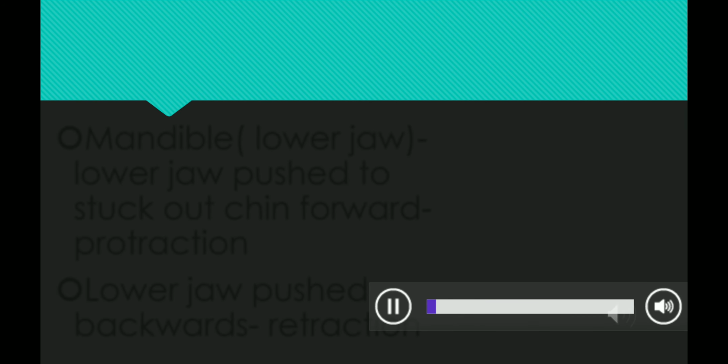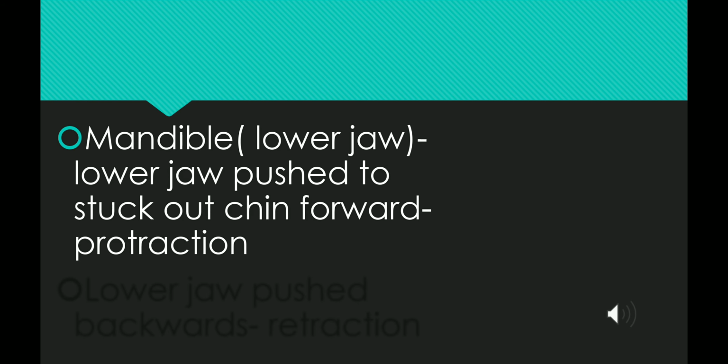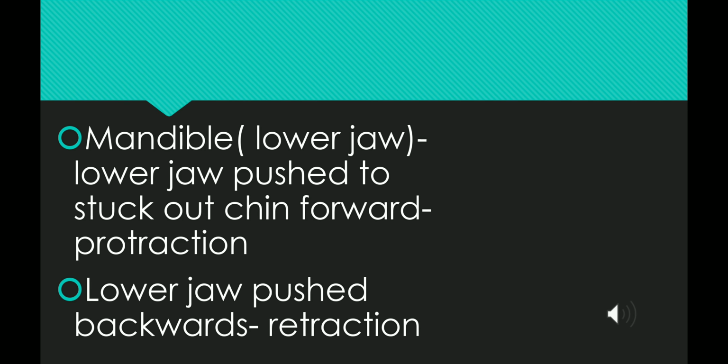Now we will discuss protraction and retraction in the mandible, or the lower jaw. When the lower jaw is pushed to stick out the chin forward, it is called protraction, and when the lower jaw is pushed backward, it is called retraction.